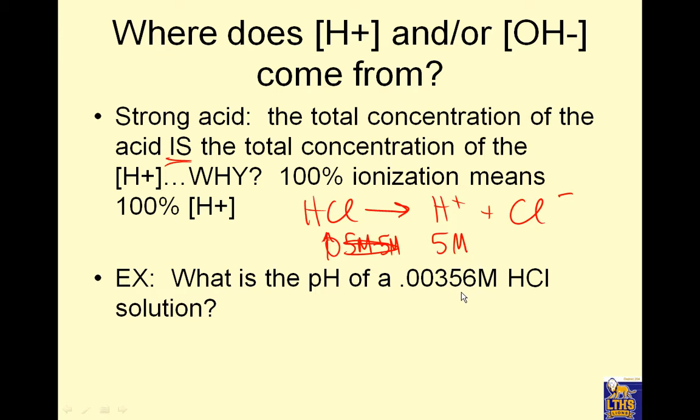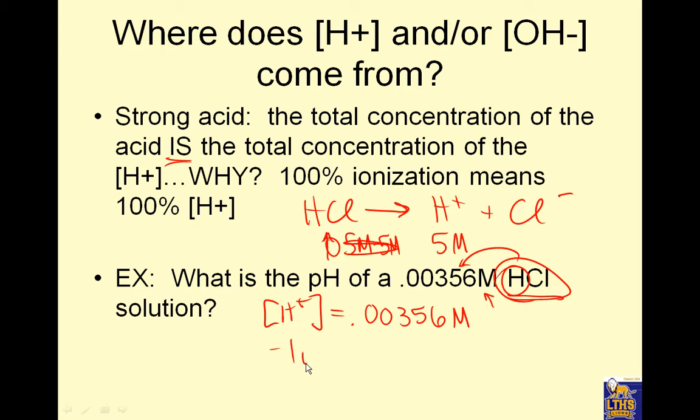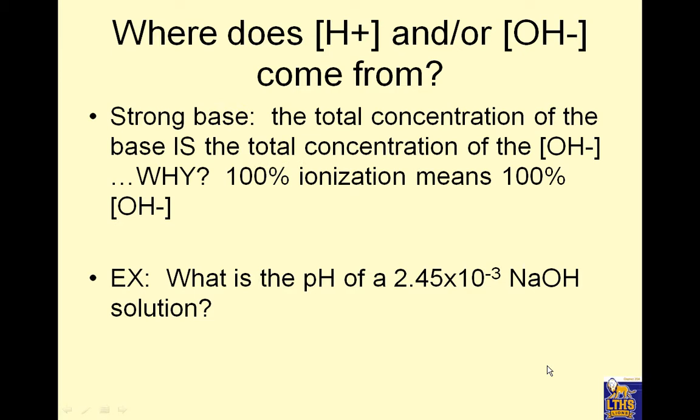So what is the pH of a 0.004356 molar HCl solution? Well, here we go. Acid or base? Acid. Strong or weak? Strong. So the pH has to come from the H plus. So the hydrogen ion concentration is 0.00356 because all of this turned into H plus. So then you do negative log of 0.00356, and you find out that the pH is 2.45. That's an acid. You betcha it is.